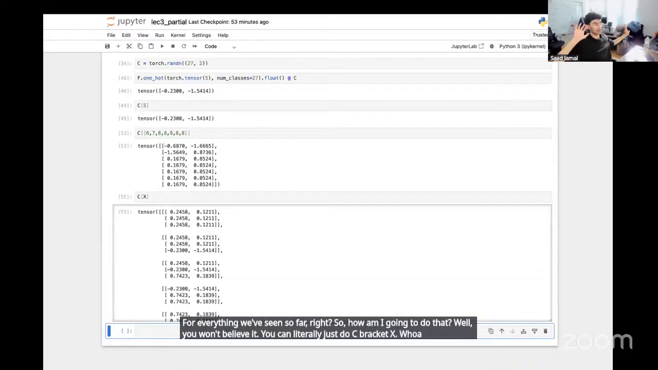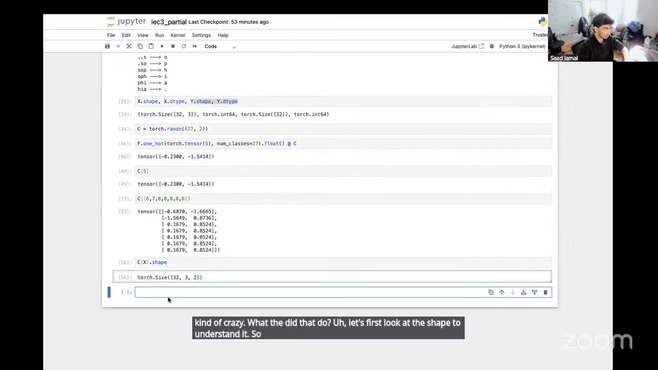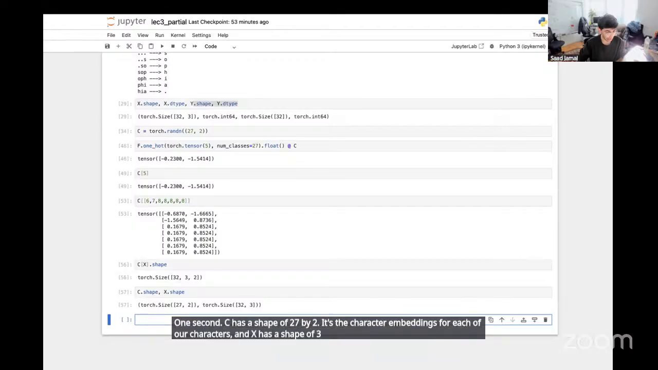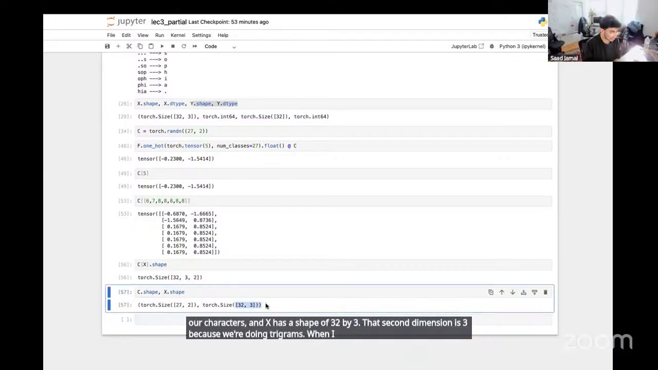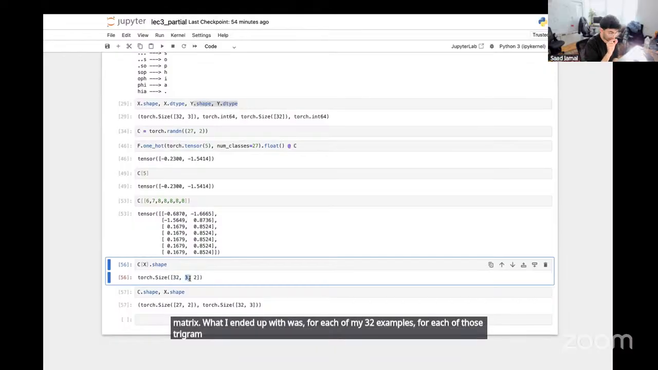Whoa, okay, that's kind of crazy. What did that do? Let's first look at the shape to understand it. Remember, C has a shape of 27 by 2. It's the character embeddings for each of our characters. And X has a shape of 32 by 3. That second dimension is 3 because we're doing trigrams. When I indexed with the 32 by 3 into this matrix, what I ended up with was, for each of my 32 examples, for each of those trigrams, those characters. And for each of those three characters, I get 2, which is the dimension of the embedding.